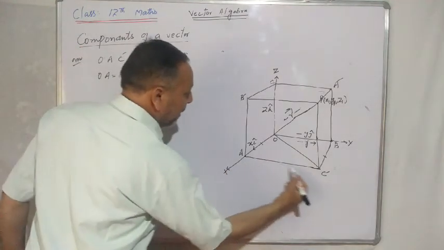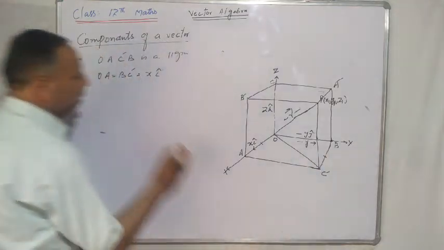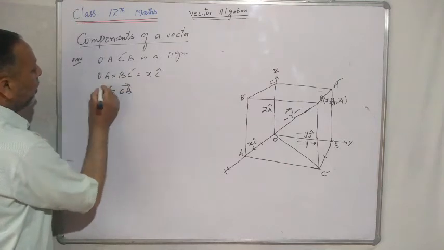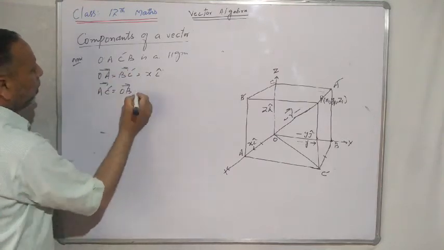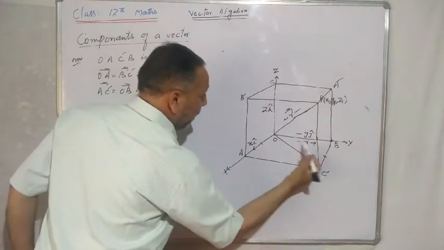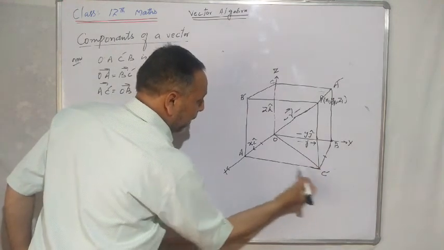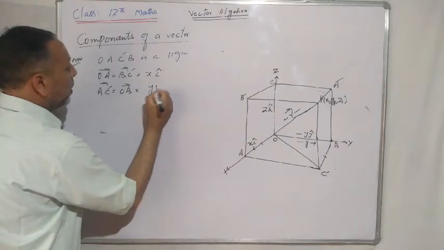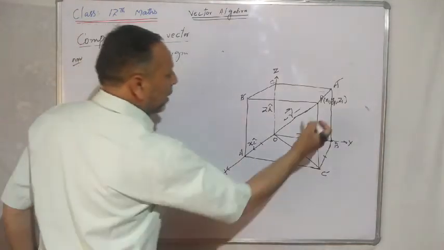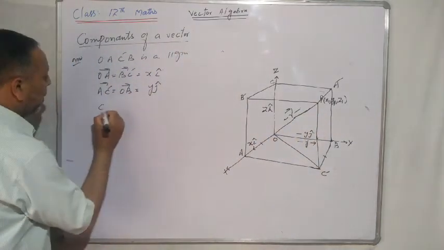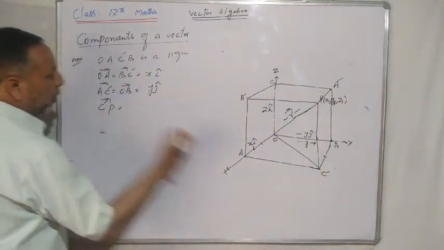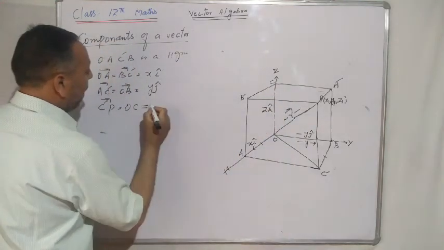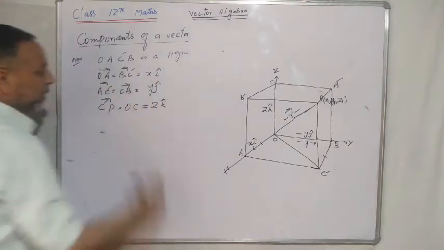Similarly, AC dash will be equal to OB, and OB is yj cap. That means this AC dash will also be equal to yj cap. Similarly, C dash P is equal to OC is equal to zk cap.